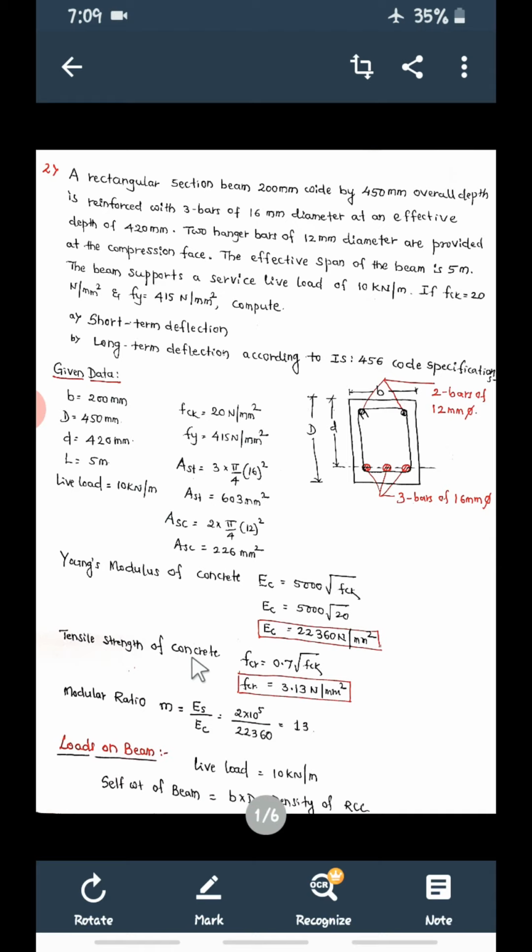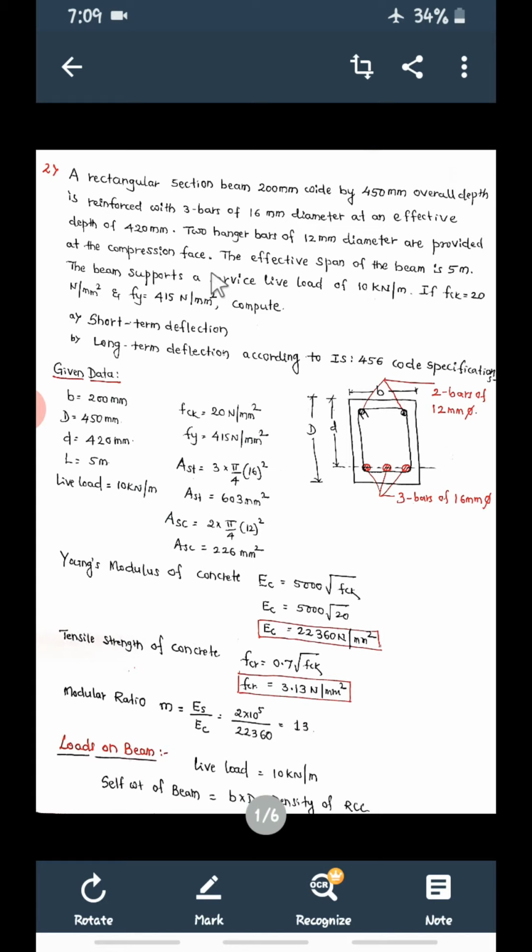Similarly, tensile strength of concrete, fcr, is equal to 0.7 into root fck. So 0.7 root 20, we get 3.13 N/mm². Okay, then what is modular ratio? Small m is equal to Young's modulus of steel divided by Young's modulus of concrete. Young's modulus of steel is 2 into 10 raised to 5 N/mm² and Ec is 22360. So the modular ratio m will be 13.